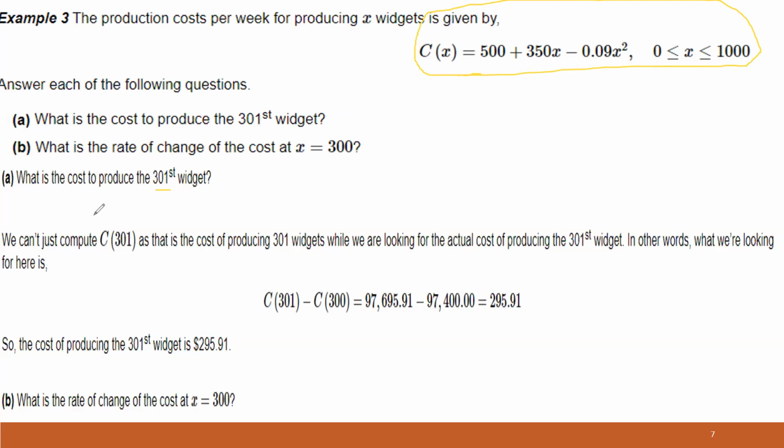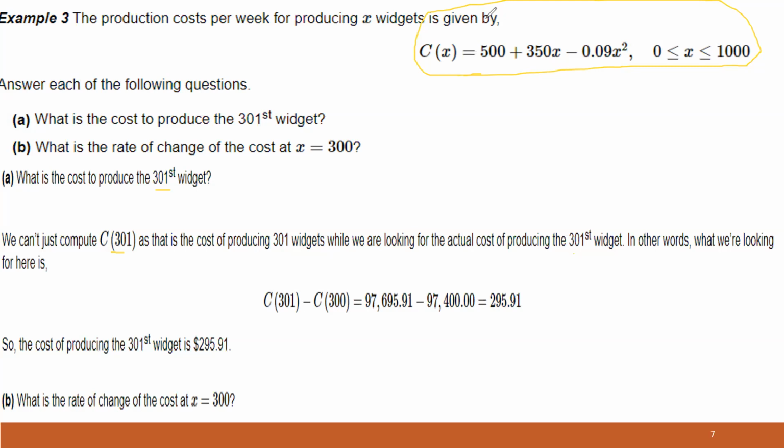We can just compute 301 in our cost function, but that is the cost of producing 301 widgets, while we are looking at the actual cost of producing the 301st widget. So if we plug in 301 into this function, can anybody tell us what that gives us? The value that we will obtain here, what will that give? The cost of producing 301 widgets.